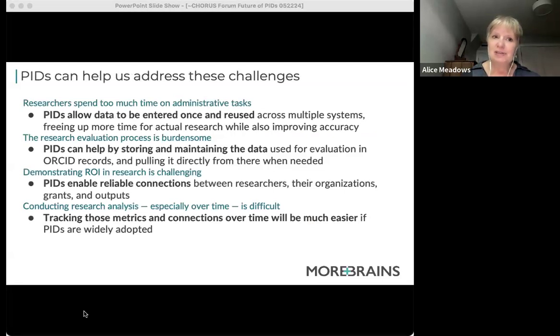On the admin side of things, PIDs basically allow data to be entered once and then reused across multiple systems. So if we had a world where PIDs were integrated into all the research systems, that information could be entered once and then flow seamlessly between the different systems, allowing researchers to spend less time on admin and more on research. The burdensome research evaluation can be helped by the fact that PIDs can store and maintain data, for example in ORCID, and then that information can be pulled from the ORCID record whenever it's needed. ROI can be helped by showing the connections between researchers and their organizations and their grants and their output. So you get that big picture of what your investment is actually achieving. And conducting research analysis, the metrics and connections, will over time be much easier if PIDs are widely adopted.